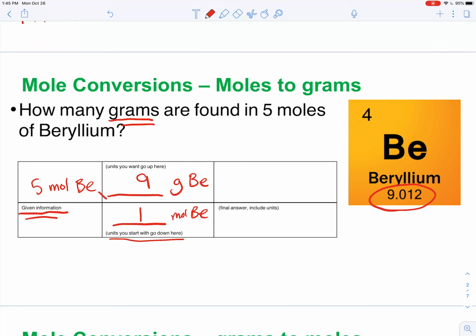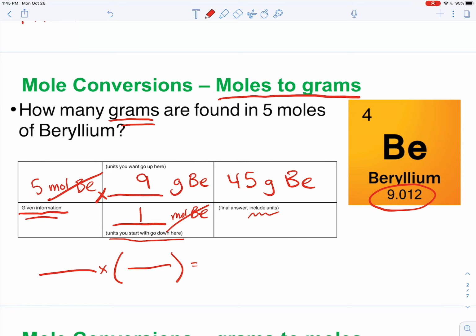So how do we do these calculations? You simply multiply the top 2 numbers and divide by the bottom number, 1. So 5 times 9 equals 45 grams of beryllium. Make sure you include the units, in this case, grams. What happened to the moles? The moles get canceled out. Units on top get canceled out with the units on the bottom.